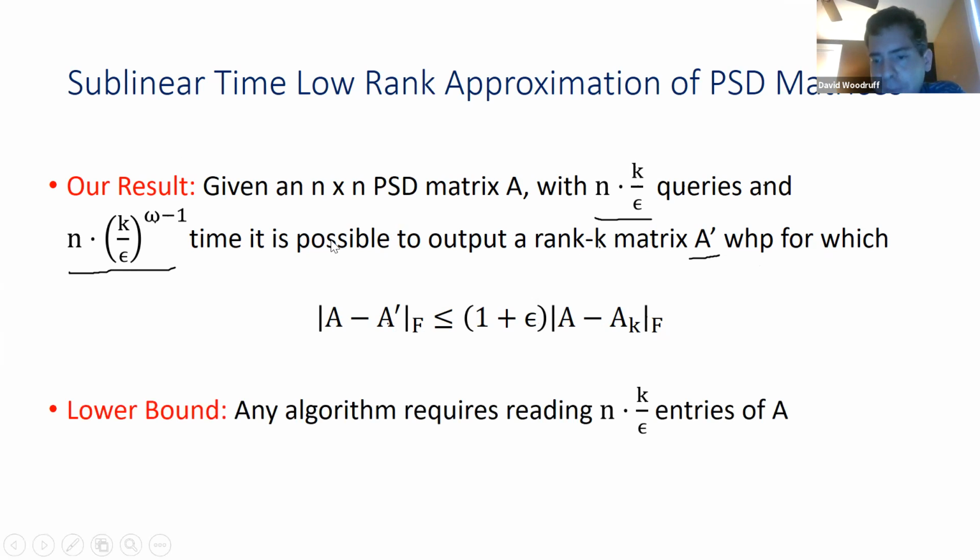And it is possible to show a lower bound here by adapting, by sort of planting large entries, but keeping a PSD matrix. You can show a lower bound of n times k over epsilon entries. So this is optimal. Okay, so let me just describe how we get this result.